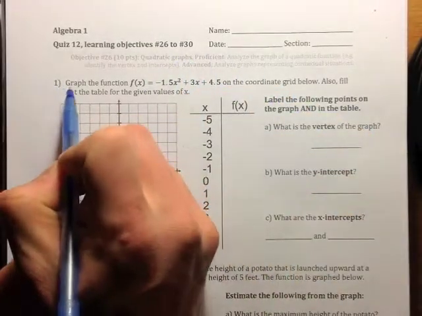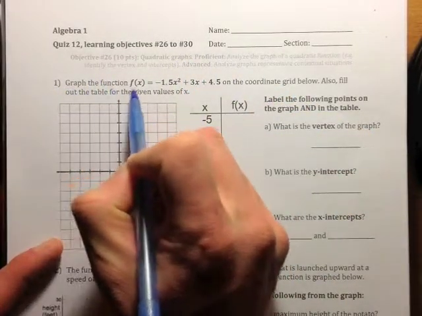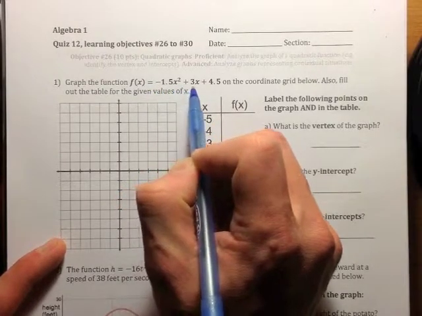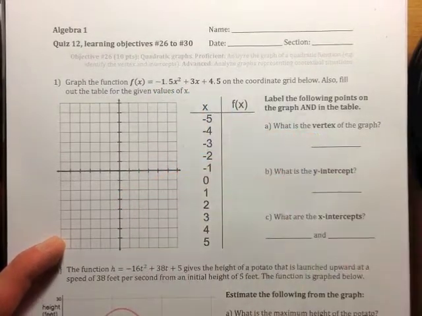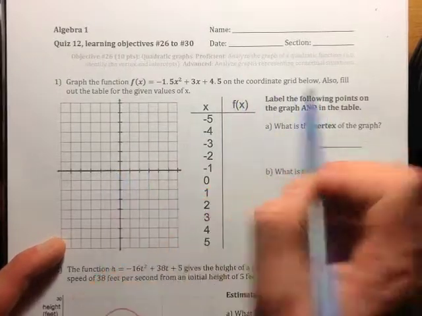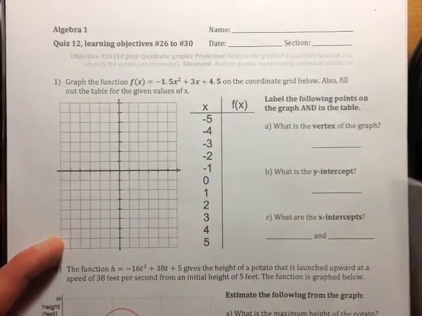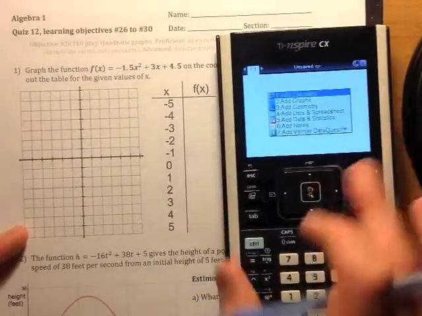Now the first question here asks us to graph the function f of x equals negative 1.5 x squared plus 3x plus 4.5 on the coordinate grid below. Also, fill out the table for the given values of x. So let's start by graphing this in our calculator.